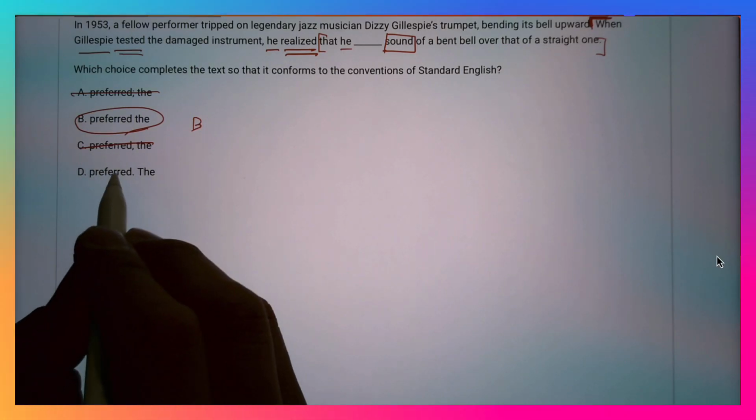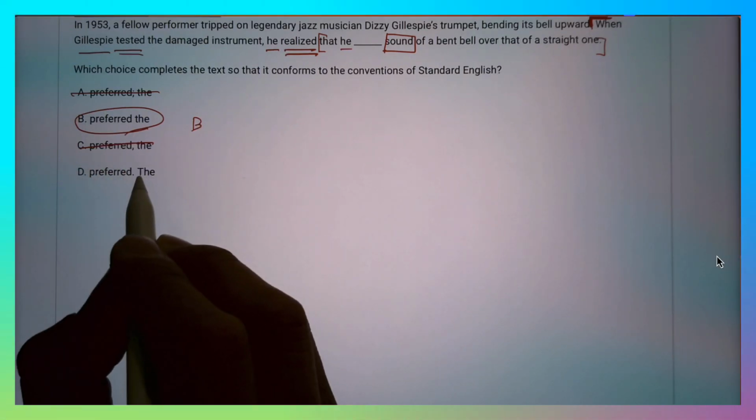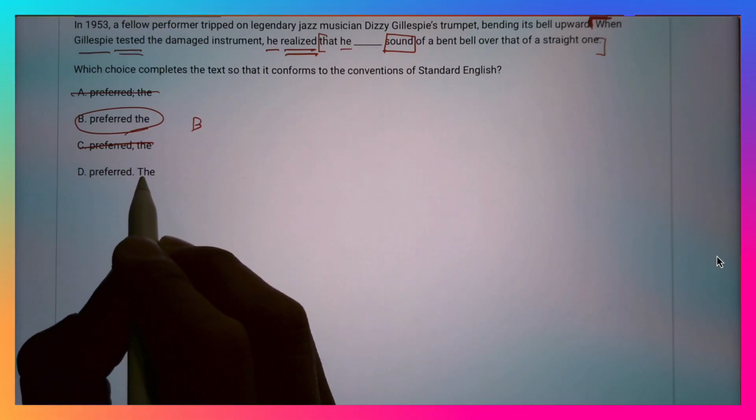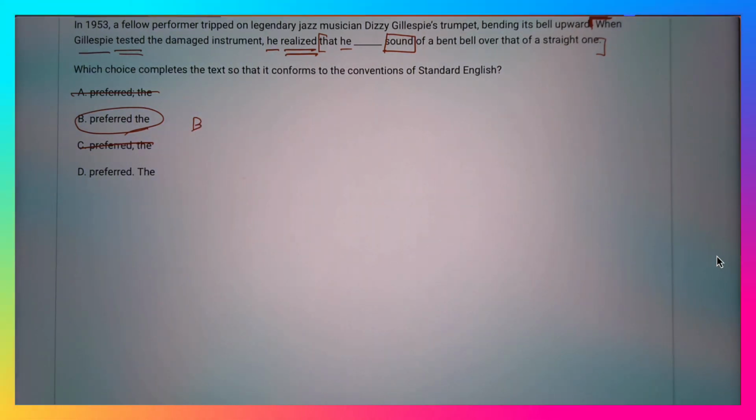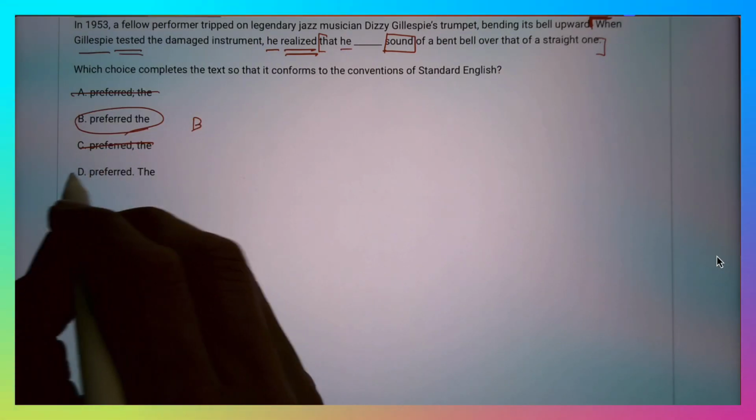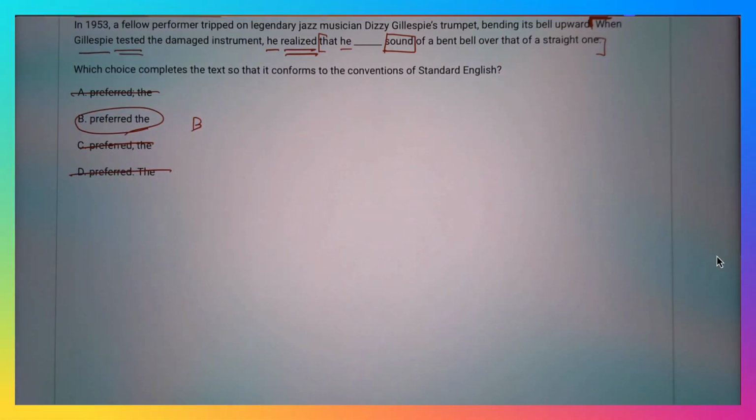And the same is true of choice D. You just created what is it called? The fragment. If you say "the sound of the bell over that of a straight one," it doesn't have any verb there. So that's a fragment. So the correct answer is B.